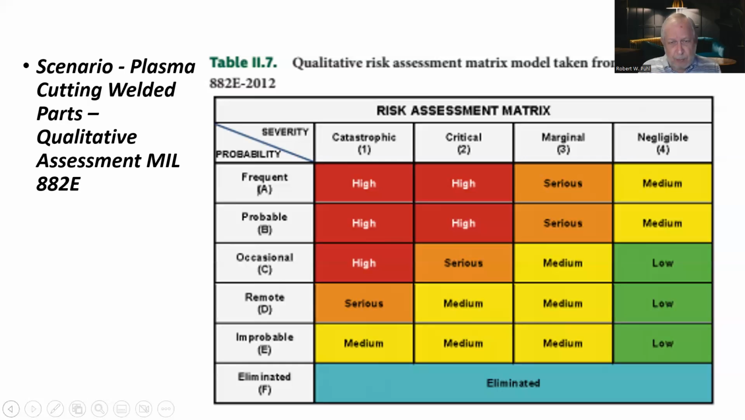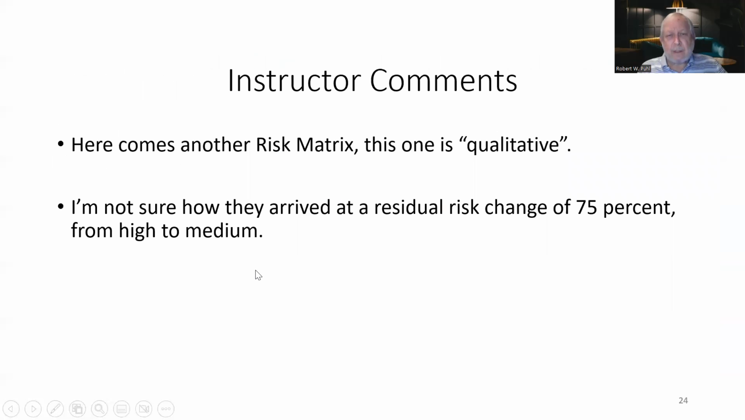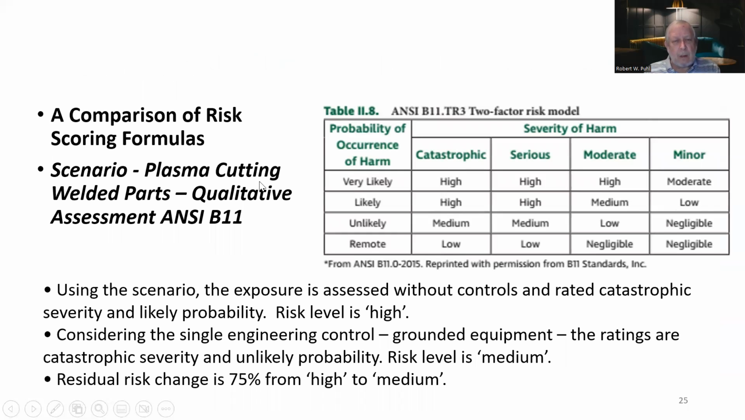So that's this risk matrix. Here comes another risk matrix. This one is qualitative. I'm not sure how they arrived at a residual change of 75% from high to medium. We'll talk about this a little further too, and then we're actually going to look at this again when we get into the examples at the end of these chapters.